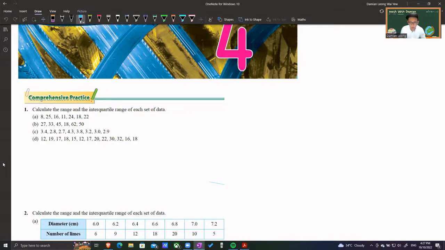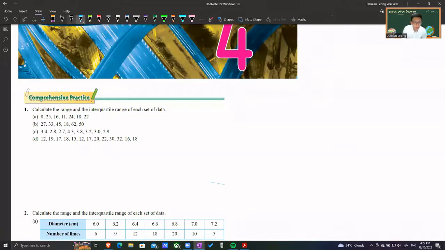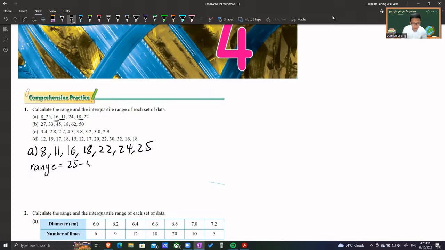Okay, I need to arrange all of this in ascending order. So how do I do that? Basically, we first arrange in ascending order from lowest to the highest number. 8, 11, 16, 18, 22, 24, 25. So the largest number is 25, lowest number is 8. So range is just 25 minus 8, which is 17.